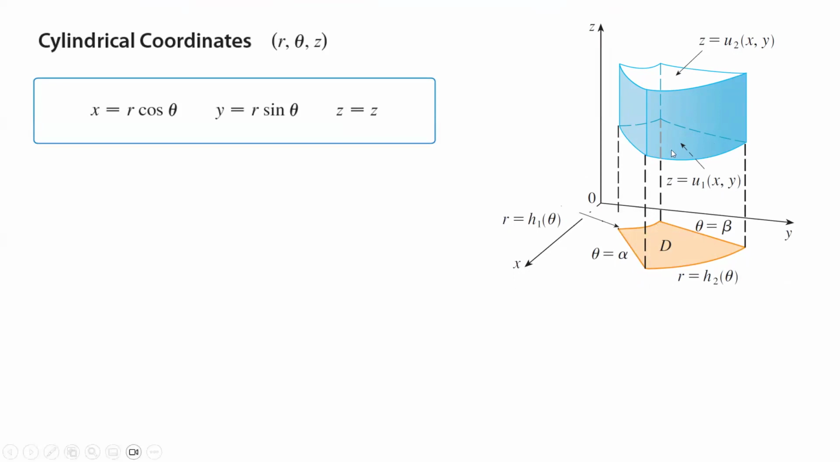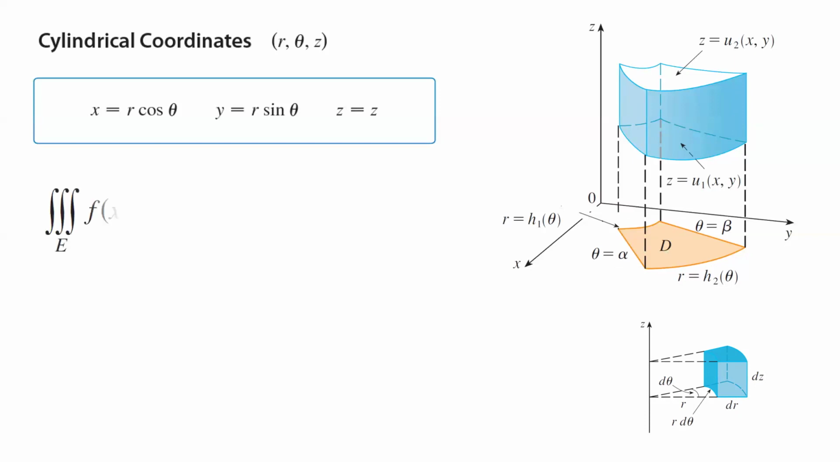So as you can see, it looks like a piece of cylinder. When you look at the projection, it seems like it's part of a sector of a circle. Theta is bounded between alpha and beta, and your r is bounded between h1 and h2. So in that case, you can easily calculate the volume.